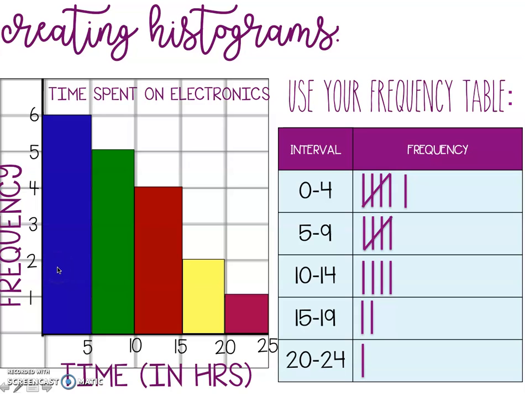Take a look at number 2. Gives you a very similar situation where you have a set of data. You need to first find the range or the spread. You need to make a frequency table, and then you actually need to create your histogram.